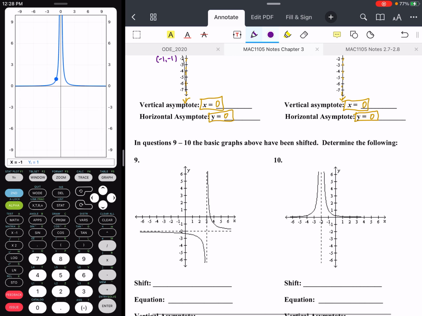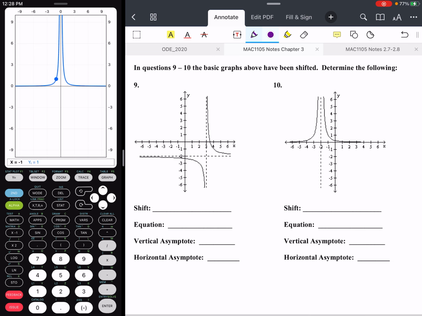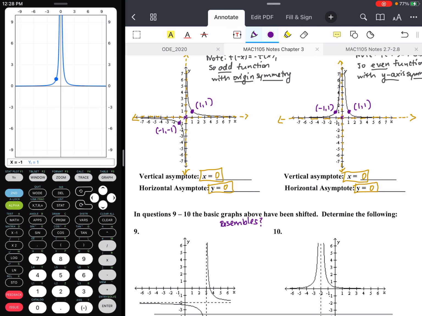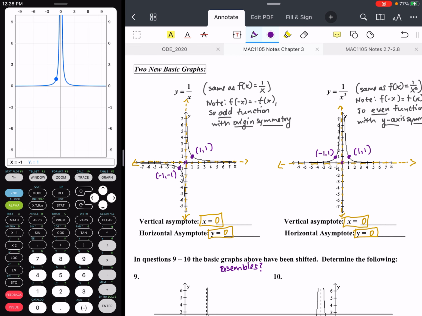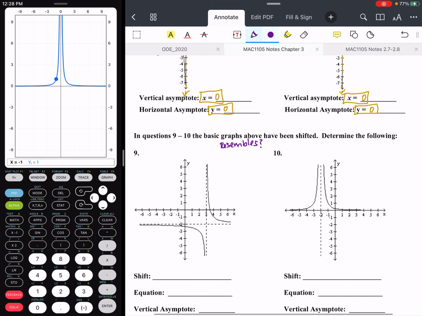Okay, so here's what we're going to be doing with these graphs. In numbers 9 and 10, the basic graphs above have been shifted. Determine the following. So first, for number 9, I just want to see which of those functions above number 9 resembles. And it's looking like a nice copy of y equals 1 over x, right? Y equals 1 over x, just shifted around. So it resembles y equals 1 over x because we've got part of the function up in the top right, part of the function in the bottom left.